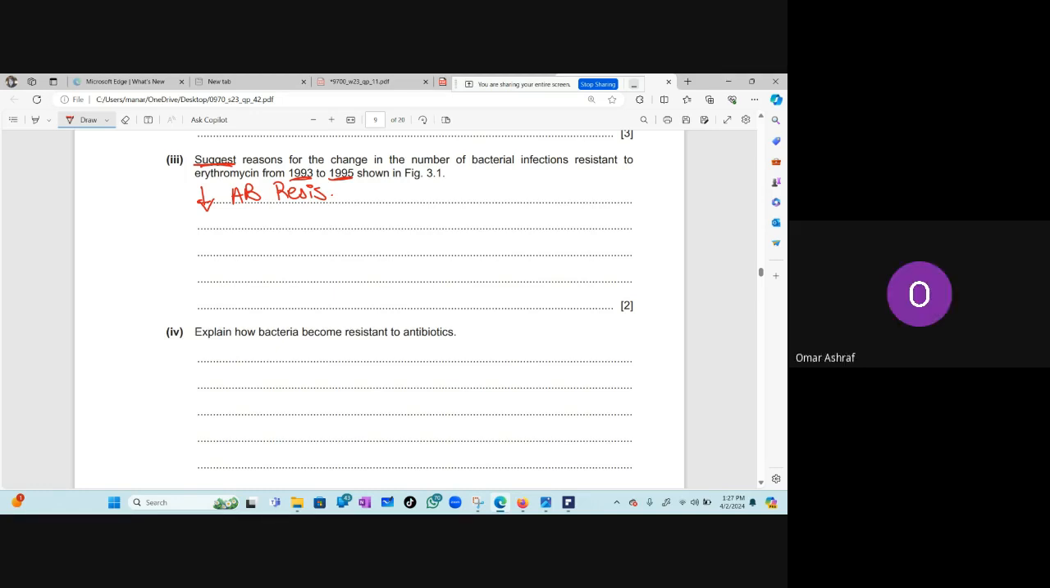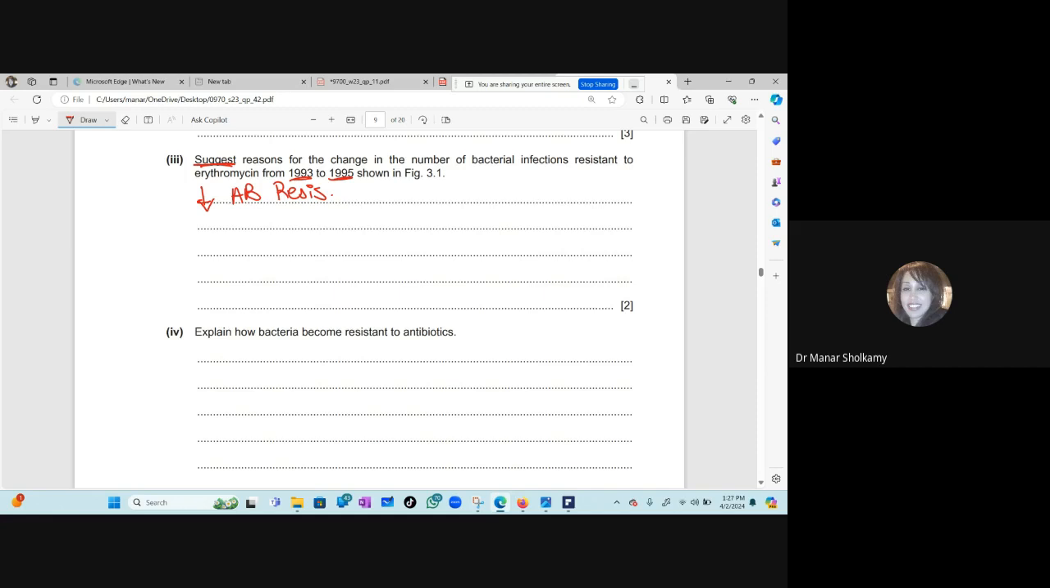Ask yourself, why would the resistance to an antibiotic increase? Is it because of our good habits or bad habits? People use them when they don't need to. Yes, because of our bad habits. Now, this question is the opposite. The antibiotic resistance decreased. So we stopped doing the bad habits. We stopped using it in unnecessary situations. We stopped using it for viruses.